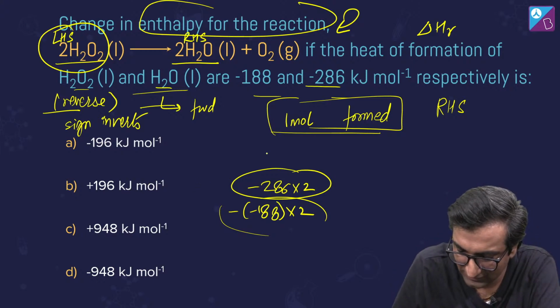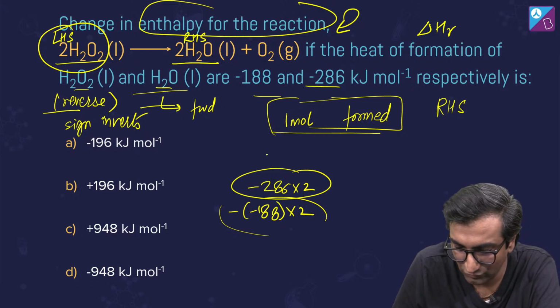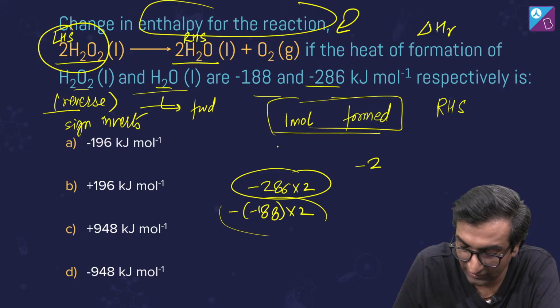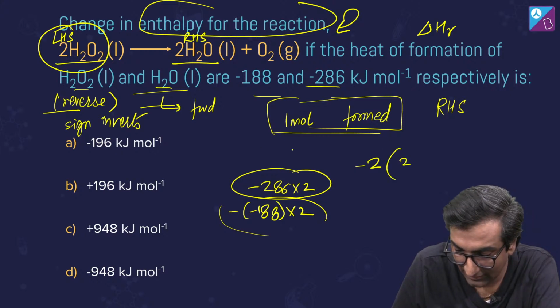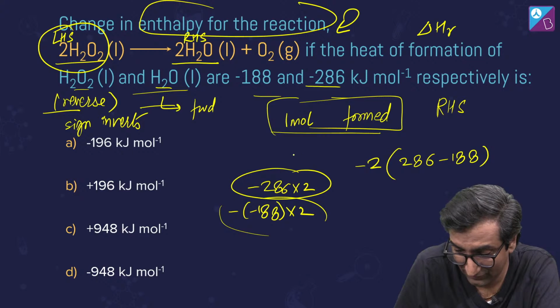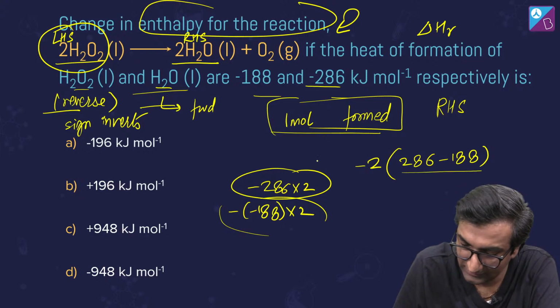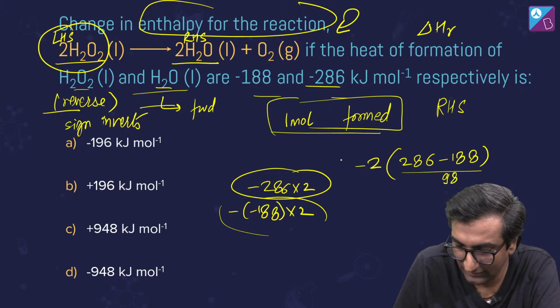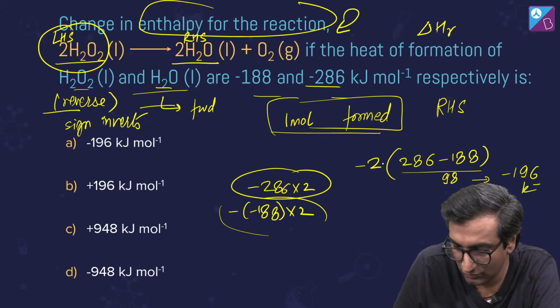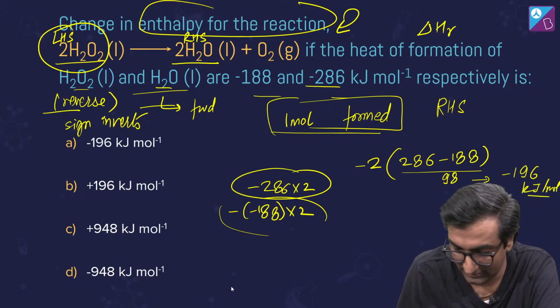Shall we just do it this way? Can we just simplify this? Use the awesome properties of maths that you've been learning from time immemorial. Take -2 outside and you do 286 minus 188. Can we just do that? Sure, absolutely. What does this give you? This gives you 98. 98 into 2 is how much? 196. Yay, we have a winner, minus 196 kilojoule per mole. That's the answer. Let's move on.